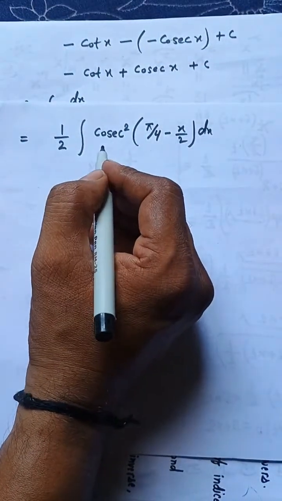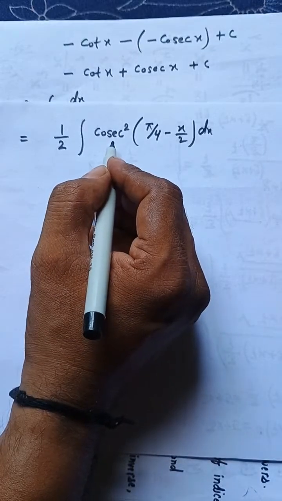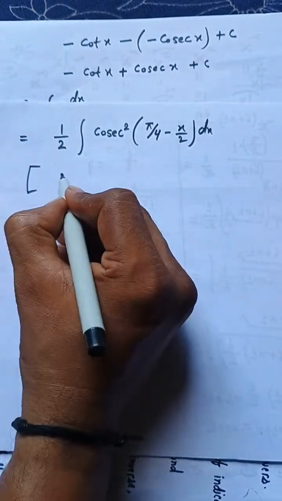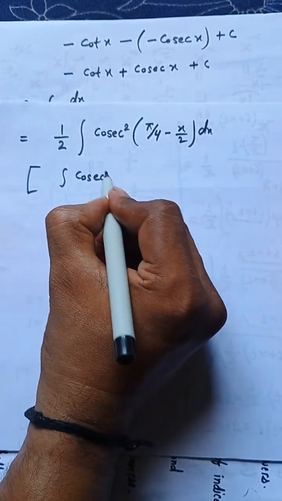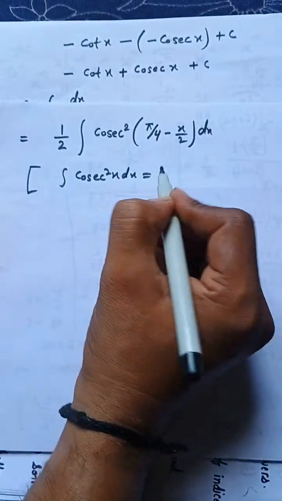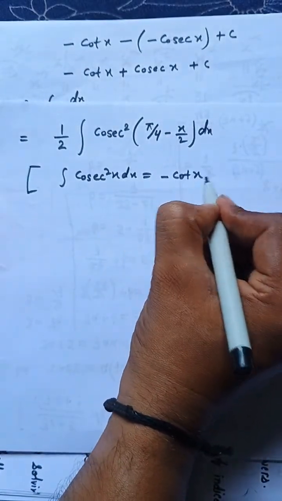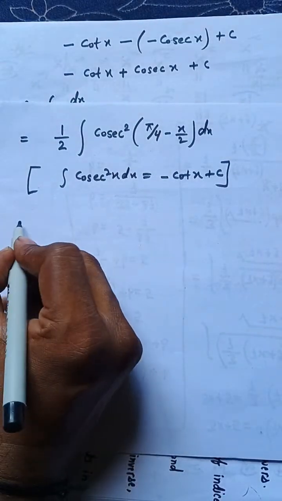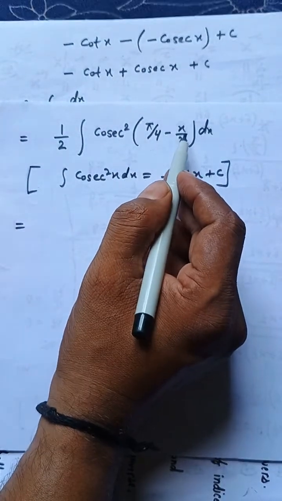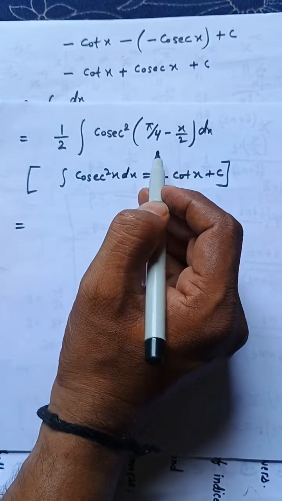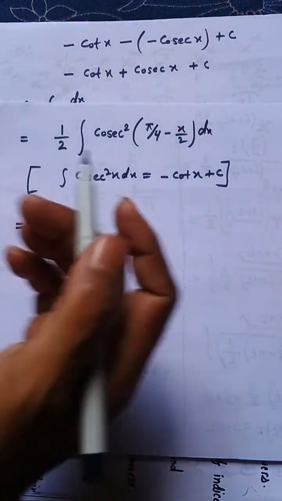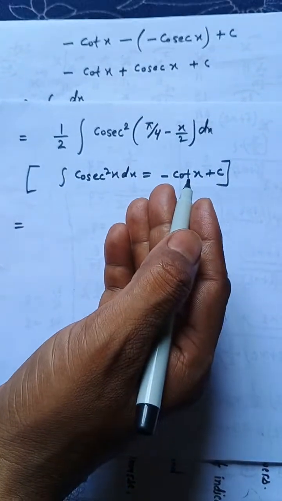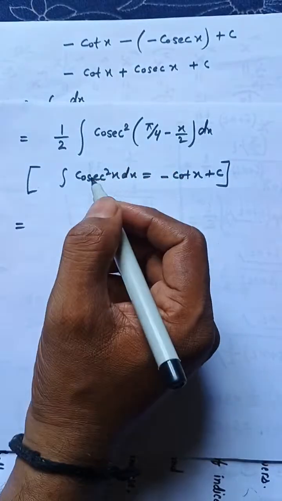We know that integration of cosec square x is what? Negative of cot x. We know that integration of cosec square x dx is negative of cot x plus c. So I'm going to use this concept here, and you are seeing that the coefficient of x is what? Minus 1 by 2, so that is going to be used over here. This coefficient minus 1 by 2 is going to be used to divide the integration here.